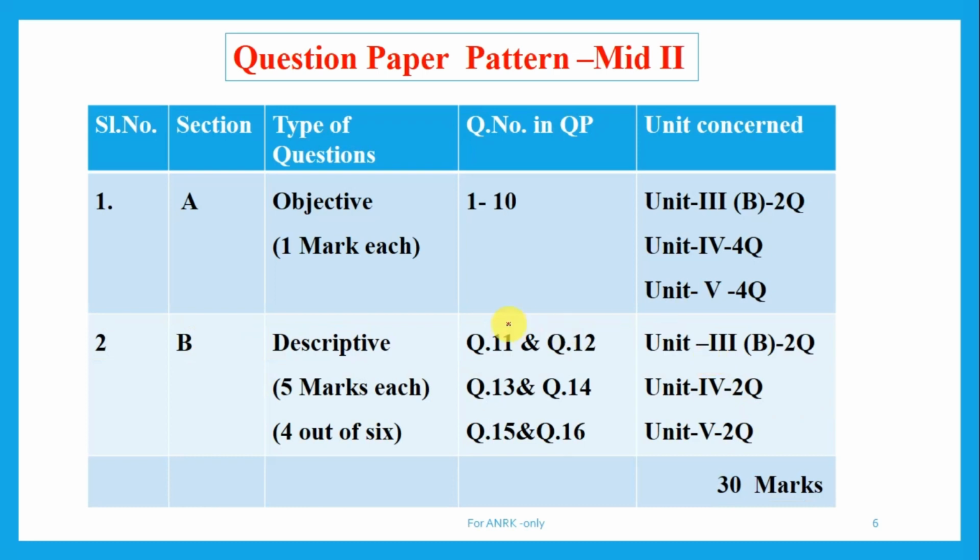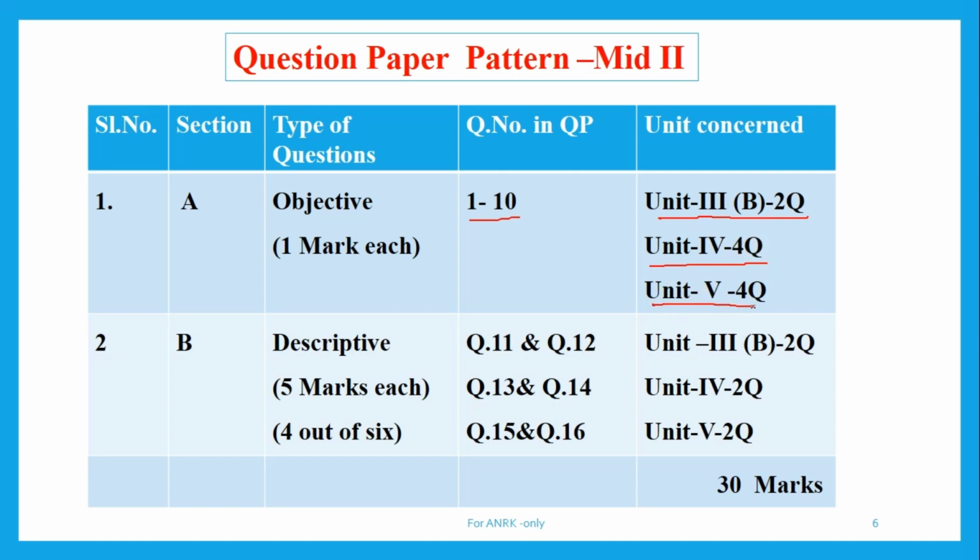In these, the question numbers will be 1 to 10. These 10 questions will come from 2.5 units. From the third unit part B, semiconductor devices, we can get 2 objective questions. When it comes to the next unit, unit 4, nanotechnology, 4 objective questions will come.